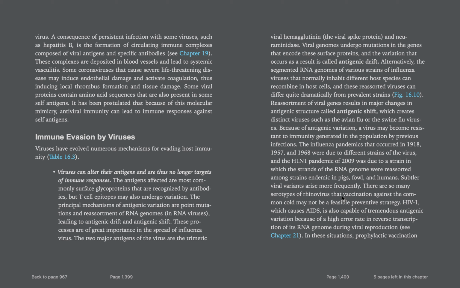Subtler viral variants arise more frequently. There are so many serotypes of rhinoviruses that vaccination against the common cold may not be a feasible preventive strategy. HIV-1, which causes AIDS, is also capable of tremendous antigenic variation because of the high error rate in reverse transcription of its RNA genome during viral replication.